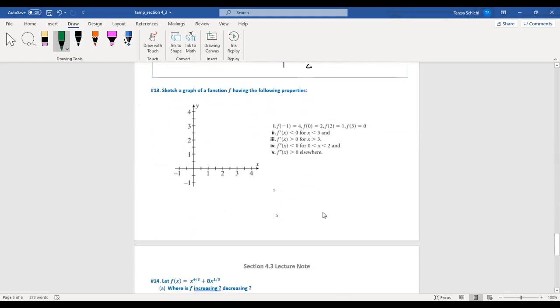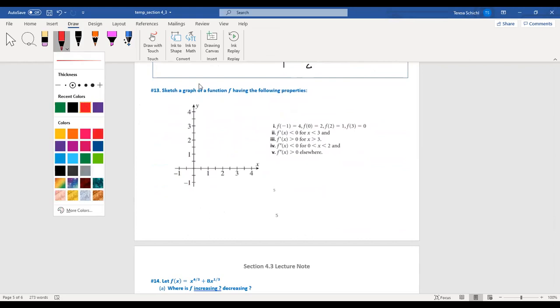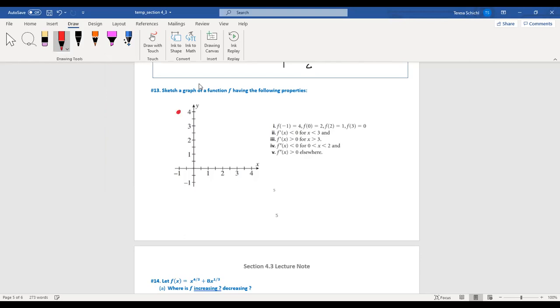Okay, so now let's take a look at how we sketch the graph here. This one is kind of interesting. We kind of combine the first derivative and second derivative, and let's see how well we understand this. Okay, so let's try to mark the points. f of negative 1 equals 4. So negative 1 and 4, this is my first point. I need to pass through (0, 2), this is my second point. (2, 1), this is my third point. (3, 0), this is my other point.